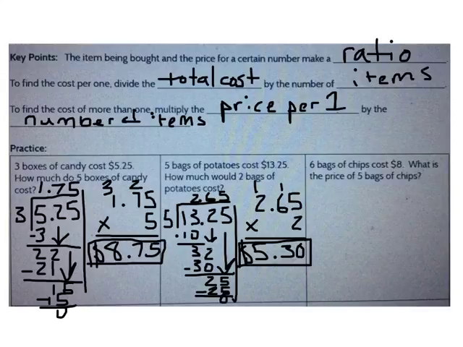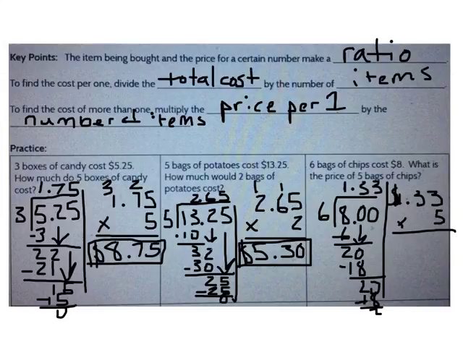6 bags of chips cost $8. What is the price of 5 bags of chips? First, find the price of 1 bag by dividing $8 divided by 6. Then, multiply to find the price of 5 bags. What's the price of 5 bags?